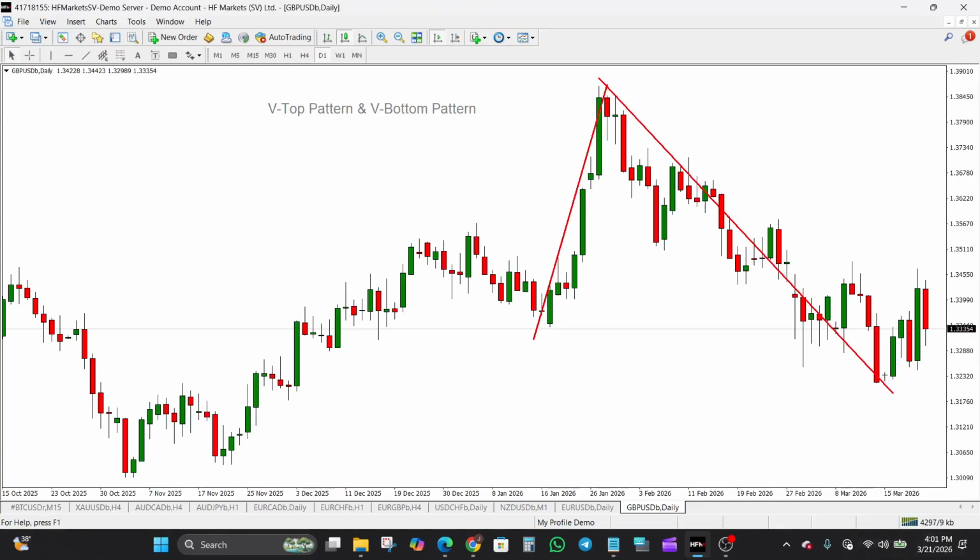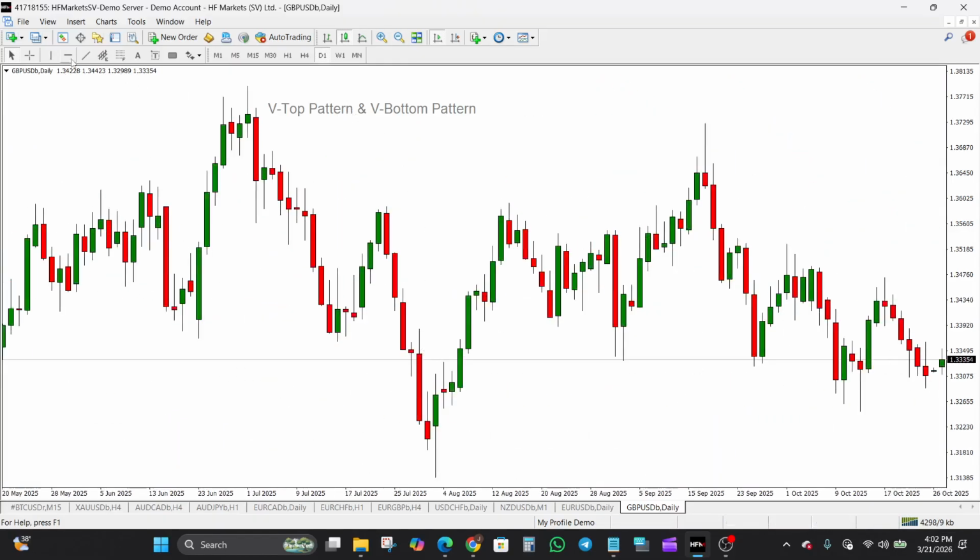Okay, so a V bottom happens when price drops rapidly and then reverses just as quickly upwards. Okay, there is little to no consolidation at the bottom. This usually occurs after panic selling, where traders exit positions aggressively and then buyers step in strongly.